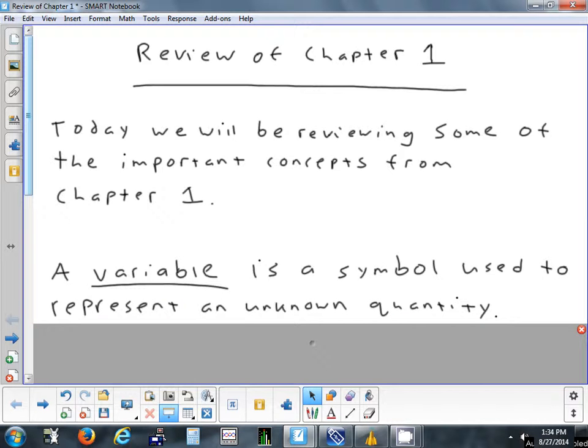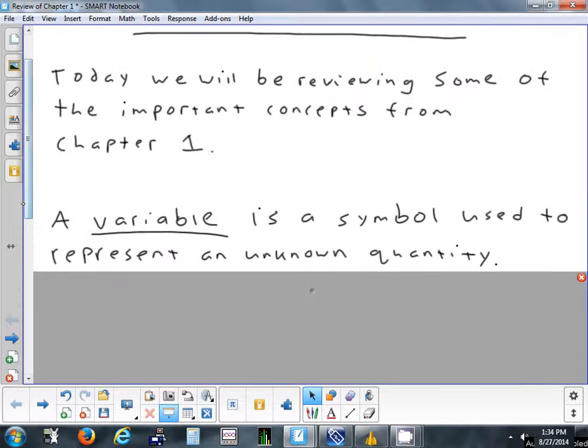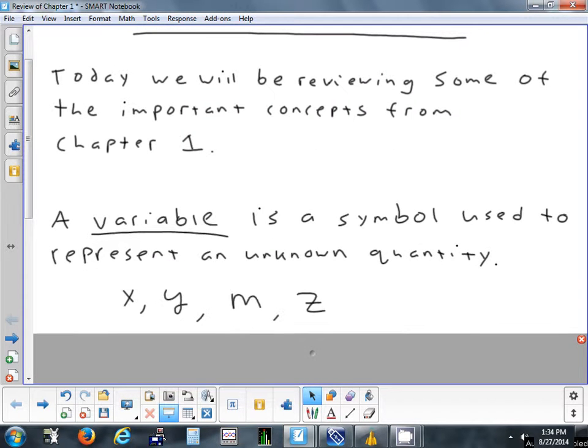So one thing you really want to know is what is a variable. A variable is something that's going to come up a lot in algebra. A variable is any symbol that we use to represent something we don't know. A lot of times when we have a variable, we'll use a letter. In algebra, we use letter X quite a bit, but we could use any letter we want. X, Y, M, Z. And a variable just represents something you don't know.